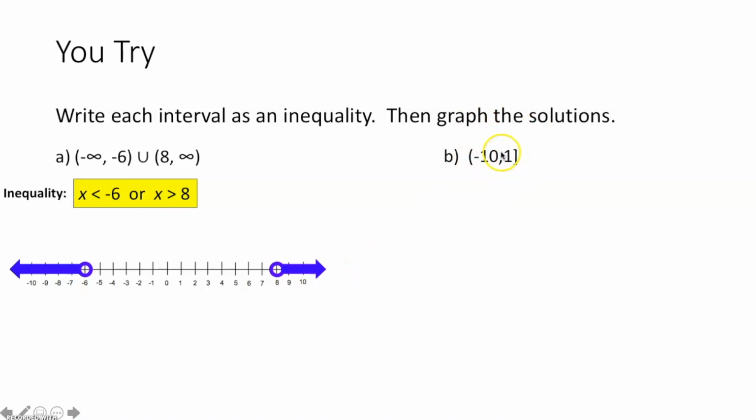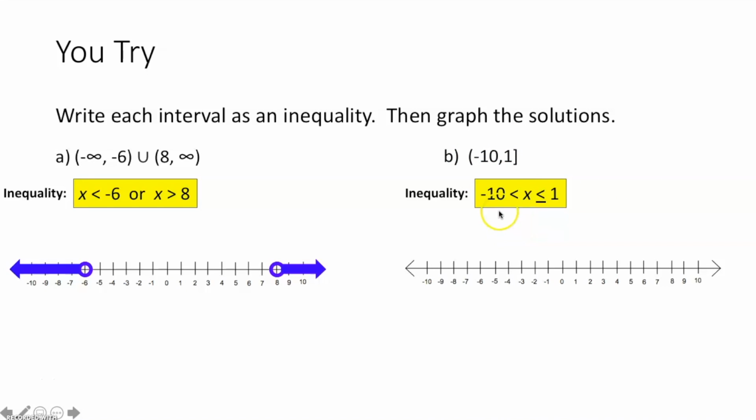For part B, we have this interval right here, and you can tell that there's no union symbol here, so it's going to be an and compound inequality. So when we write this, it's going to be pretty easy to translate. We start with -10 is less than, because we have a parenthesis right here, x, which is less than or equal to, because we have a bracket, 1.